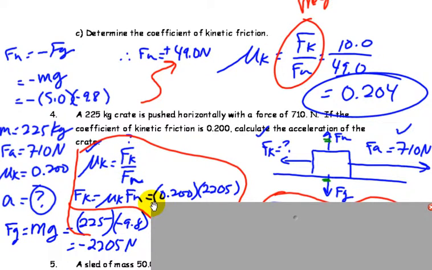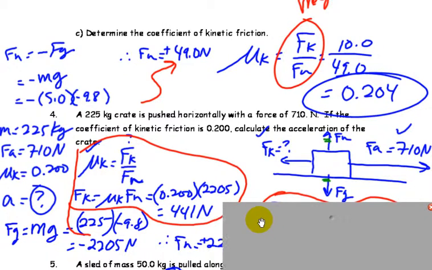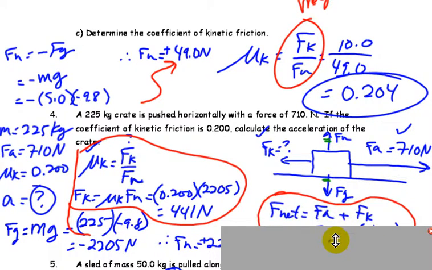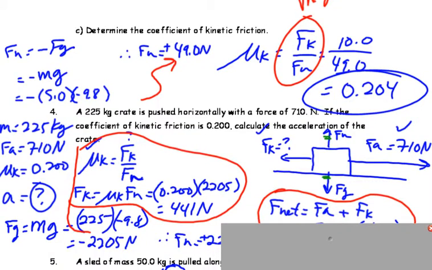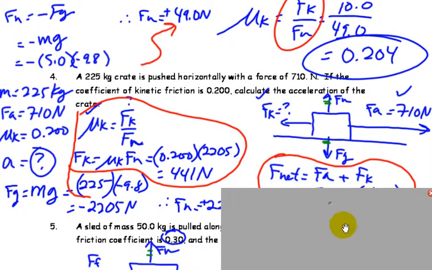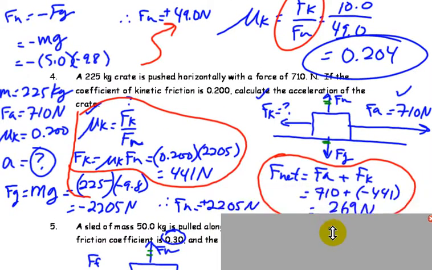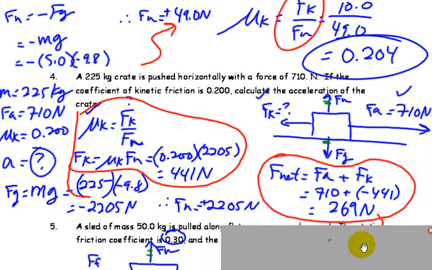So you can see here I rearranged this all for Fk, and it works out to be 441 newtons. That's the friction force. It makes sense that it's smaller than the applied force because, again, I have a net force going to the right. So F net equals all the applied forces plus any friction forces. And of course, the friction force is a negative number, negative 441. And then I get 269 newtons as a final answer.